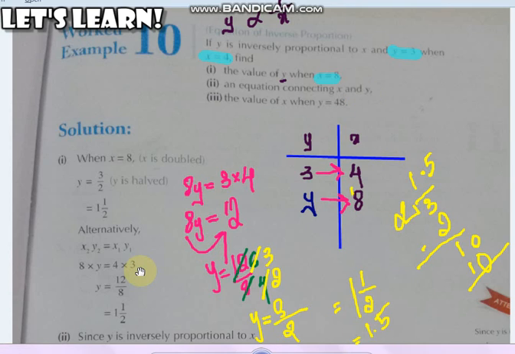So you can see that when we are asked only the values, what we can do is we can just use the table method over here this way. In the second part they are asking us an equation connecting x and y. So in that part we will be needing to find an equation.